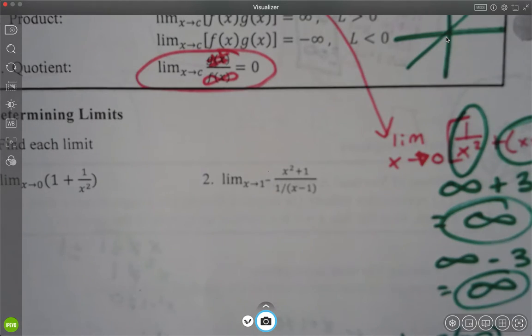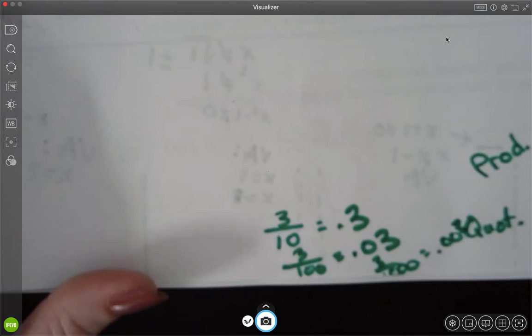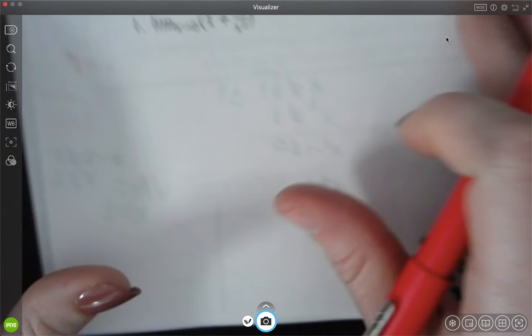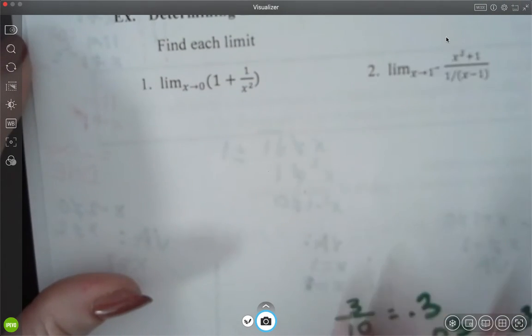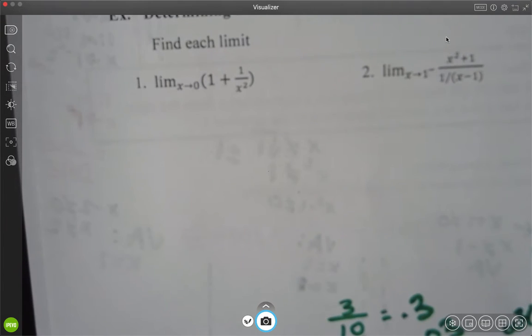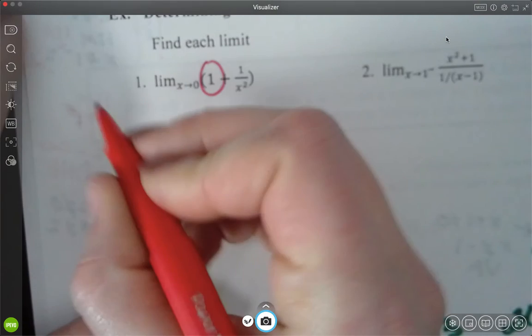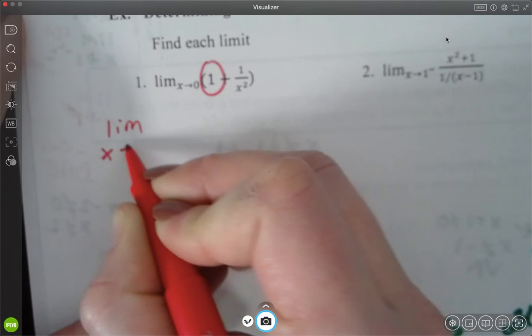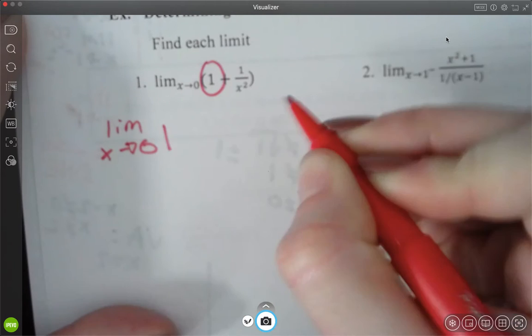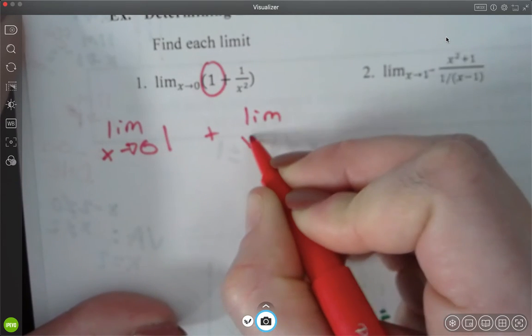Let's look at the next question. We'll do 1 and 2 and then we'll quit. As x goes towards 0 of 1, and as x goes towards 0 of 1 over x squared. I'm going to separate these two pieces. I'm just going to look at the limit as x goes to 0 of 1, and I'm going to look at the limit as x goes to 0 of 1 over x squared.